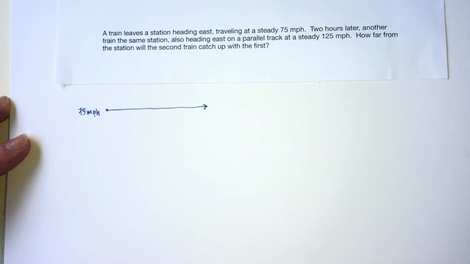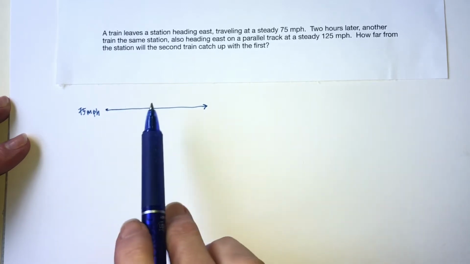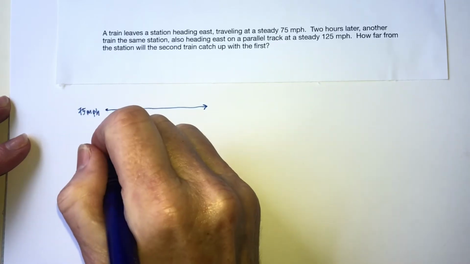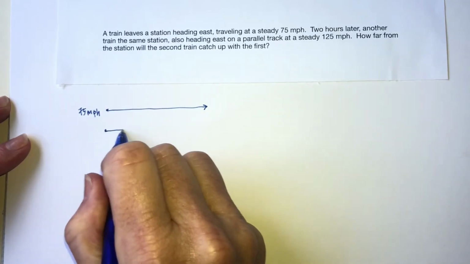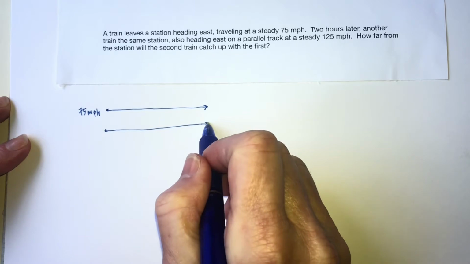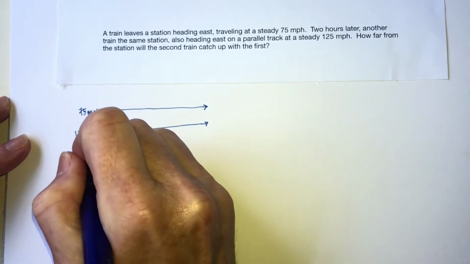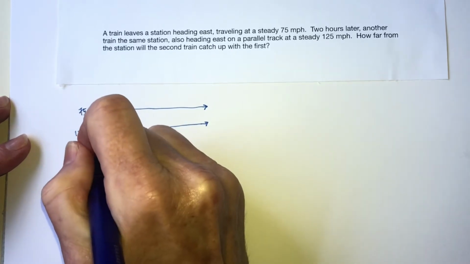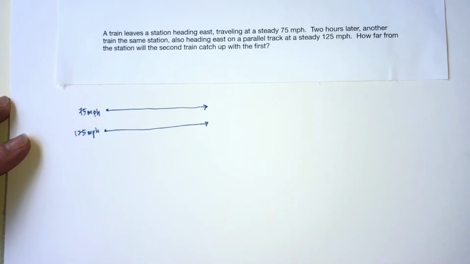And then, okay, 2 hours later, all right? I'm not sure what to do about that 2 hours later business, but I'll leave that aside for a second. Another train leaves the same station, also heading east. All right, and it's going 125 miles per hour. And then it says, how far from the station will the second train catch up with the first?